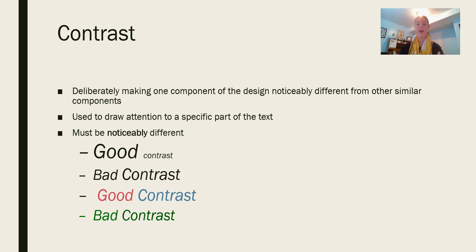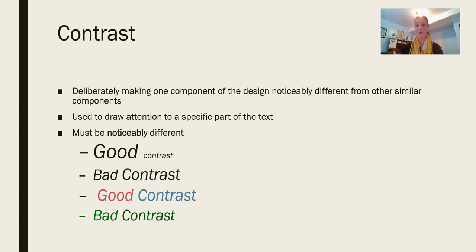So the first thing we want to consider will be contrast, so the C in the CRAP principles. Now that's deliberately making one component of the design noticeably different from other similar components. Now, contrast is used to draw attention to a specific part of the text. Think about a title on a paper. It's typically centered. That's using alignment to create contrast.